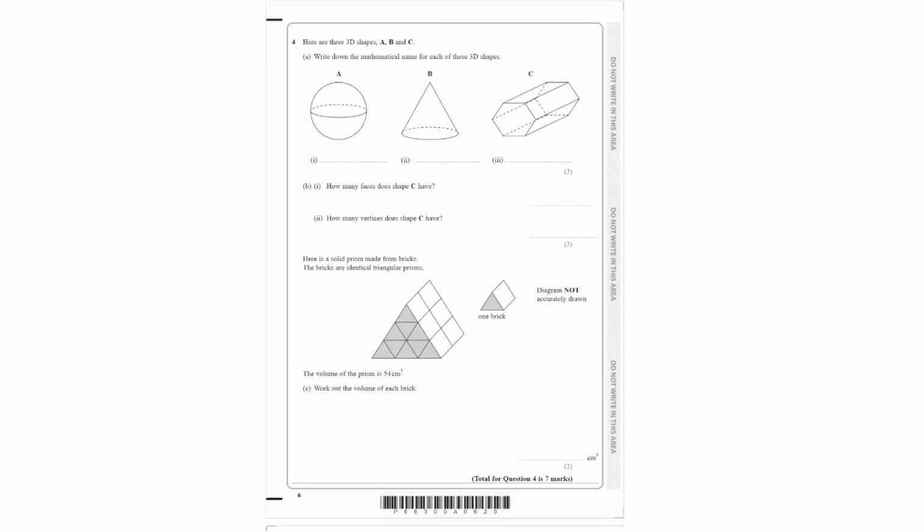Welcome back, Crammers, to question 4. Here are three 3D shapes, A, B, C. Write down the mathematical name for each of these 3D shapes.